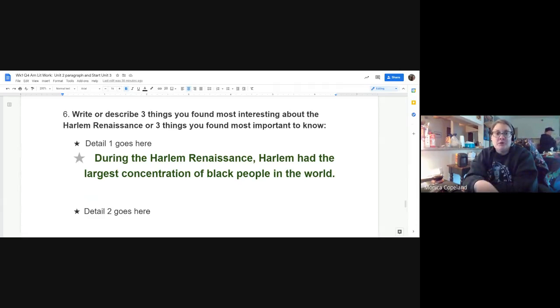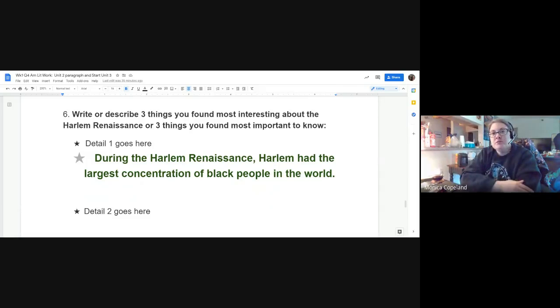So my example is, one of the things I found most interesting in learning about the Harlem Renaissance is that during the Harlem Renaissance, Harlem had the largest concentration of Black people in the world, from about 1910 to 1930-ish, per capita. Harlem is about 3 miles total. It's a borough of New York, so it's a part of New York. And during this time, like I said, I find it kind of crazy. It kind of blows my mind. There were more Black people per square foot in Harlem than there were in all of Africa.